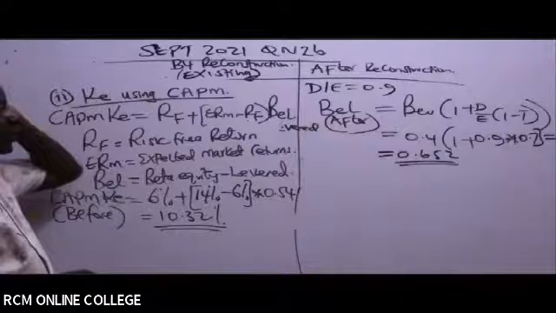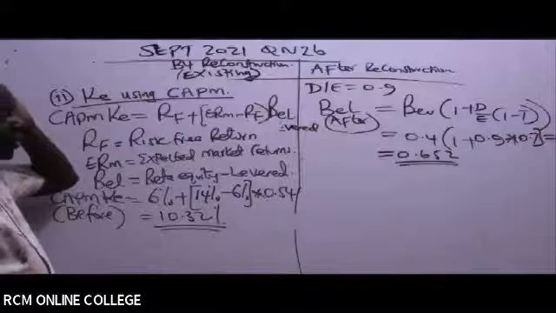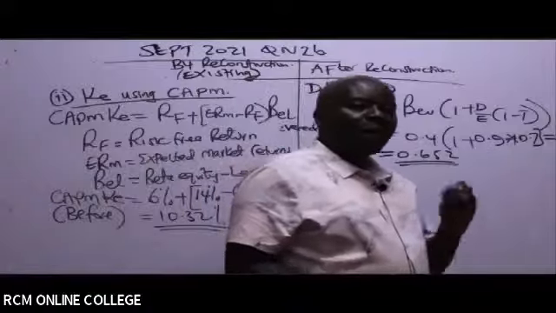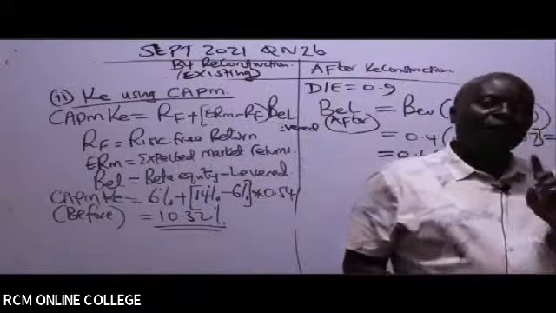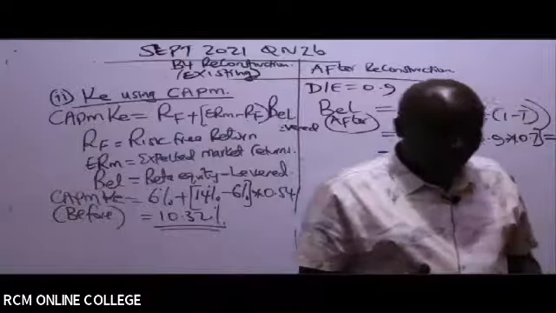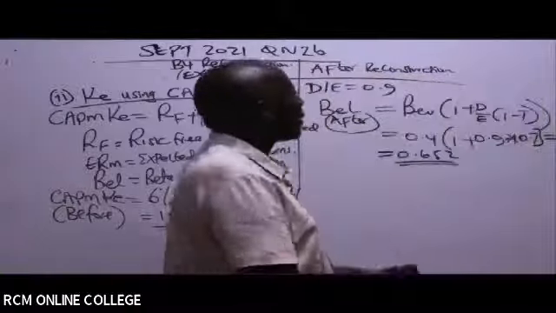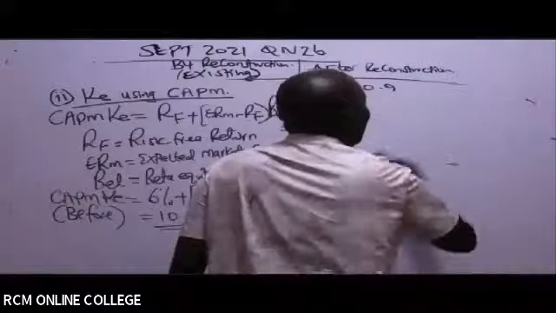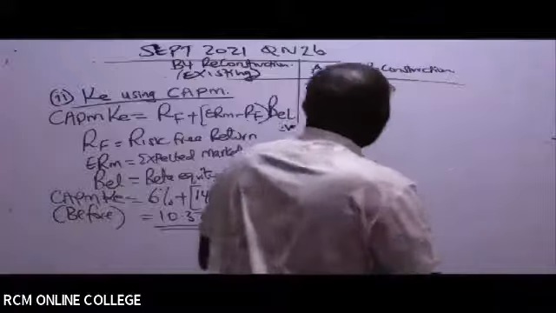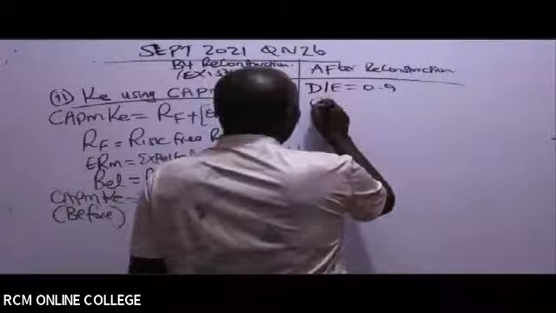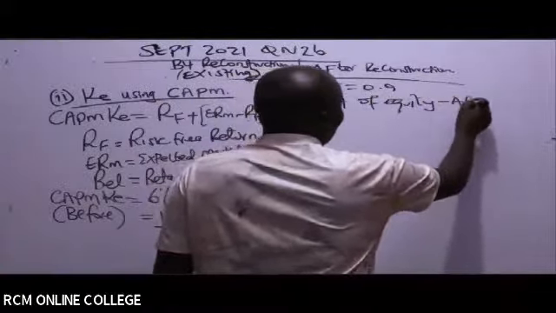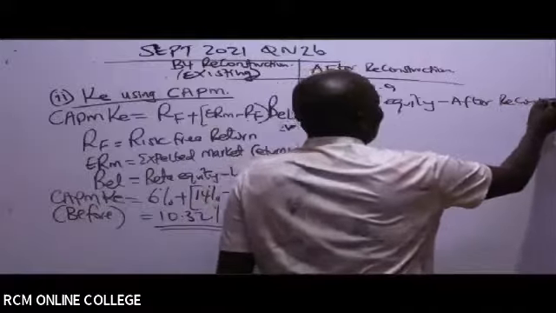Remember again, a finance student must read the question twice, not just once. This question wants me to get the cost of equity before reconstruction, using the BEL before reconstruction, and the cost of equity after reconstruction. So come and give me here the cost of equity after reconstruction. You write here: cost of equity after reconstruction.